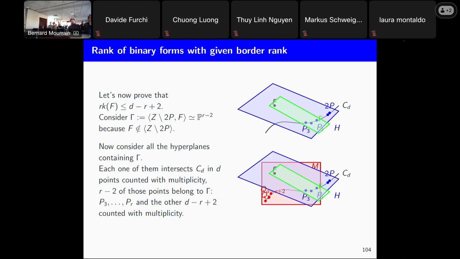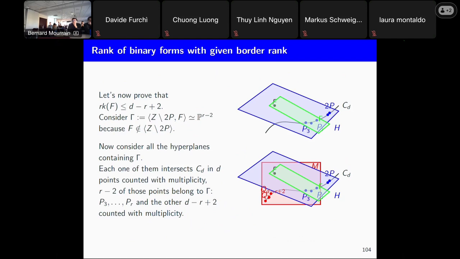So if the rank, I want to prove this inequality. And now I consider the space spanned by all the points I had before, the blue ones, but those where I have this multiplicity here. And F. So this green space here is spanned by these points and F. And of course, F does not belong to this space because it belongs to the blue one. And now I consider all the hyperplanes that pass through F and that contain this green space here.